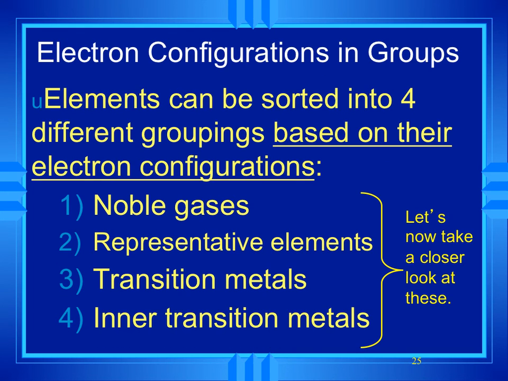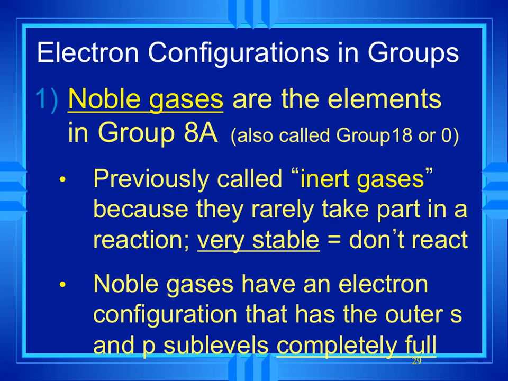Now, one of the very helpful things that we're going to be doing in this unit is looking at an element's electron configuration and finding its location quickly and easily on the periodic table. Beyond being able to find it on the periodic table, we're going to be placing it as either a noble gas, representative element, transition metal, or an inner transition metal.